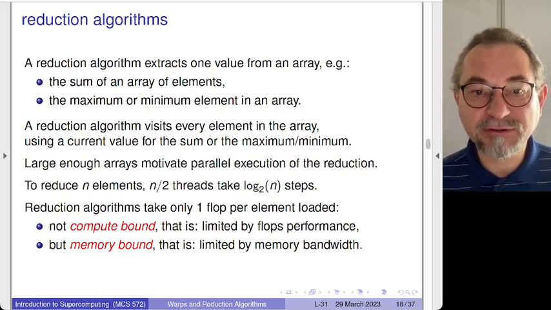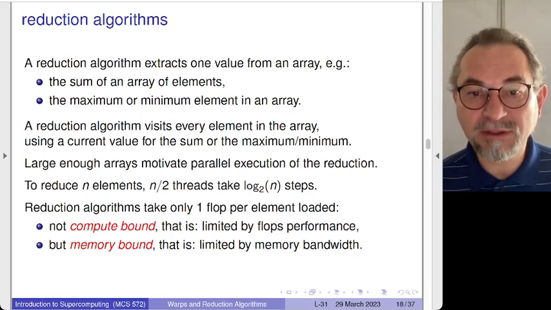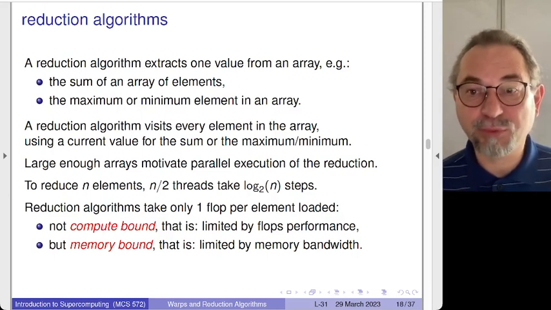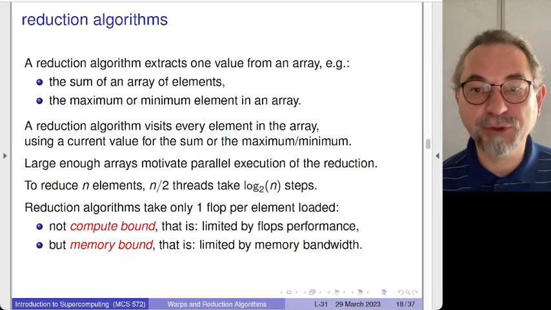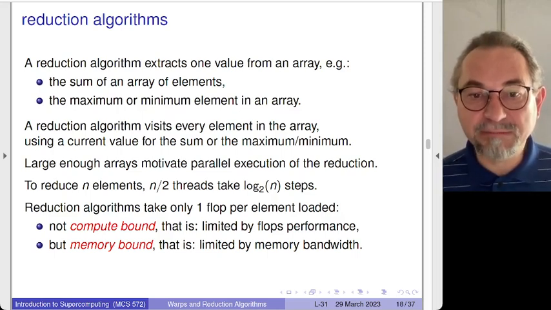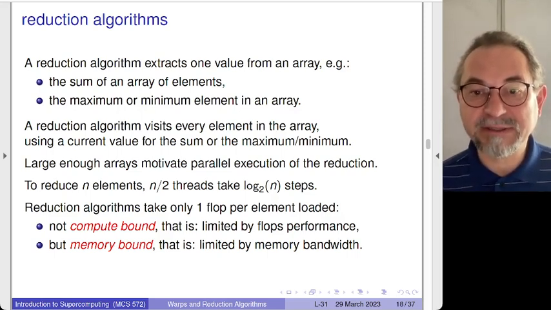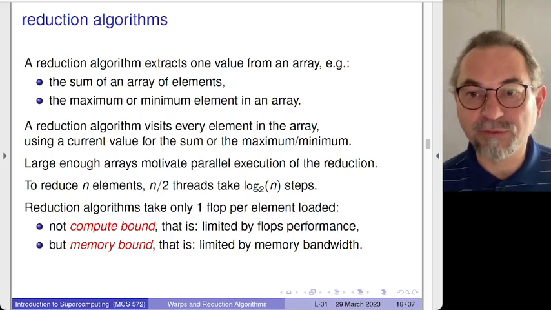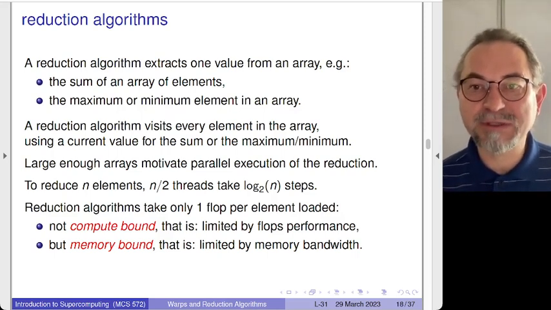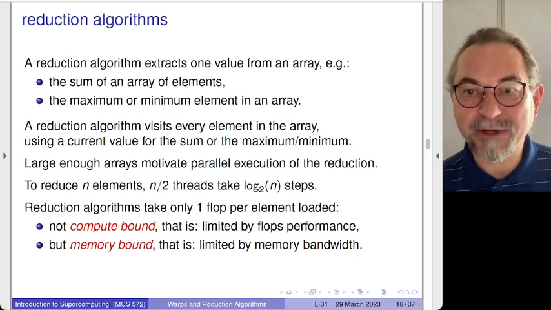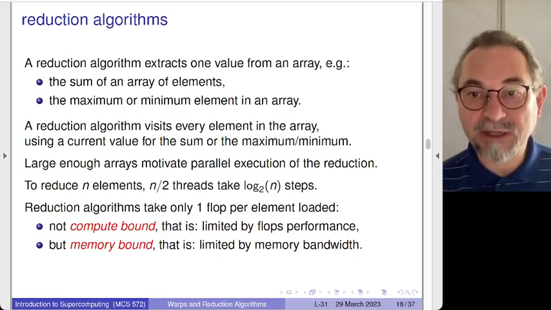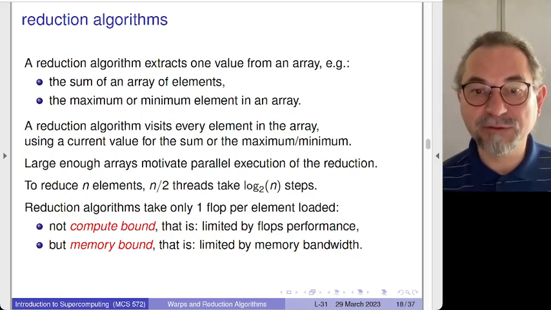Typically a reduction algorithm does only one floating point operation, so they are not compute bound, but memory bound. Now the memory bandwidth is already also expressed in terabytes per second. So also here you don't really speak about teraflop performance, but you speak about terabyte performance, which comes down to the same. So you can process trillions of numbers in a second.